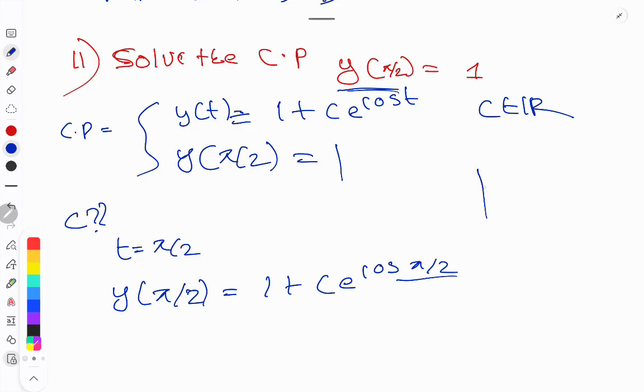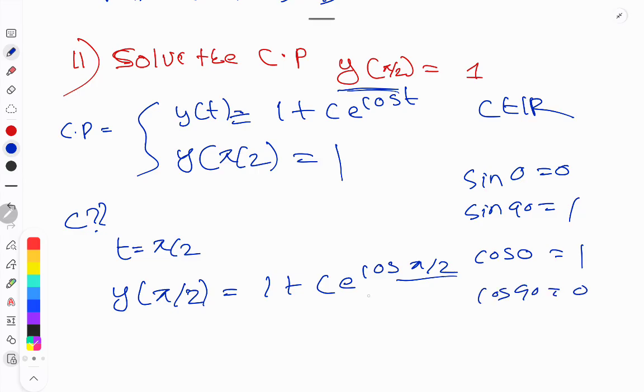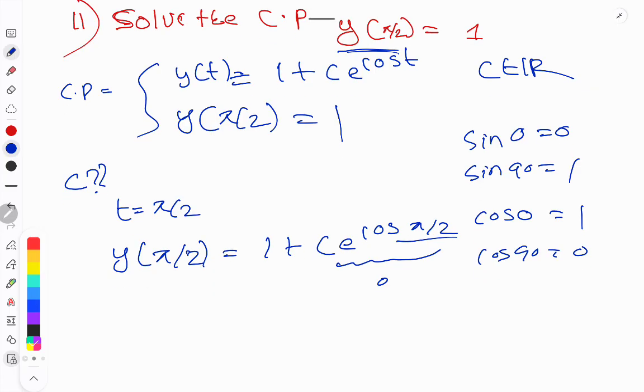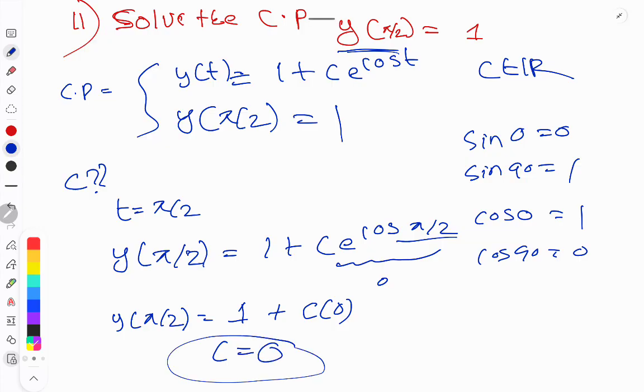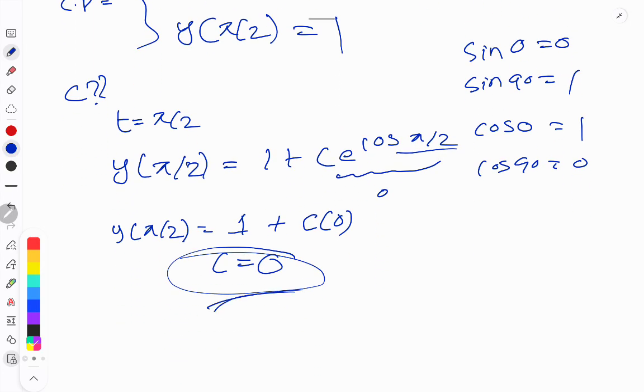See, what is the value of sine 0? It's 0, right? What is the value of sine 90? It's 1, right? So cos 0 is 1 and cos 90 is 0. So this whole term is 0, and you are left with y of pi by 2 equal to 1. I think there is no value of c. So this whole term is 0. That means the value of c is 0. So you don't have this term.